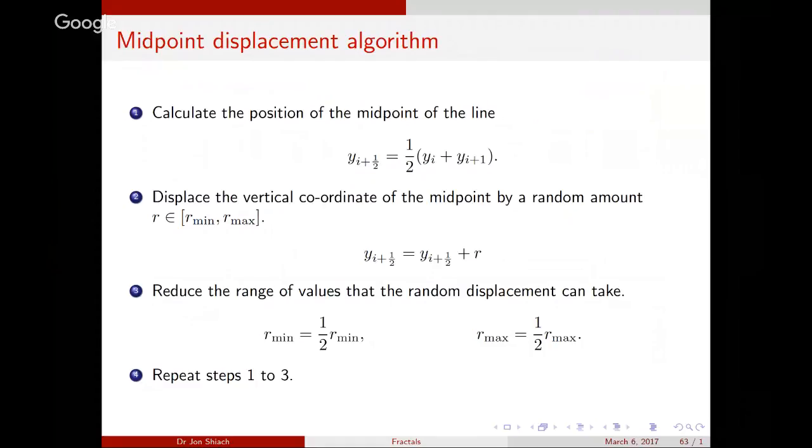That range is important because for each iteration we reduce the values that r can take by reducing that range. A simple way would just be halving it. So if we start off, for example, with r min as minus 1 and r max as 1, we halve each time. The next time we're between minus a half and a half. Next time we're between minus a quarter and a quarter, etc.